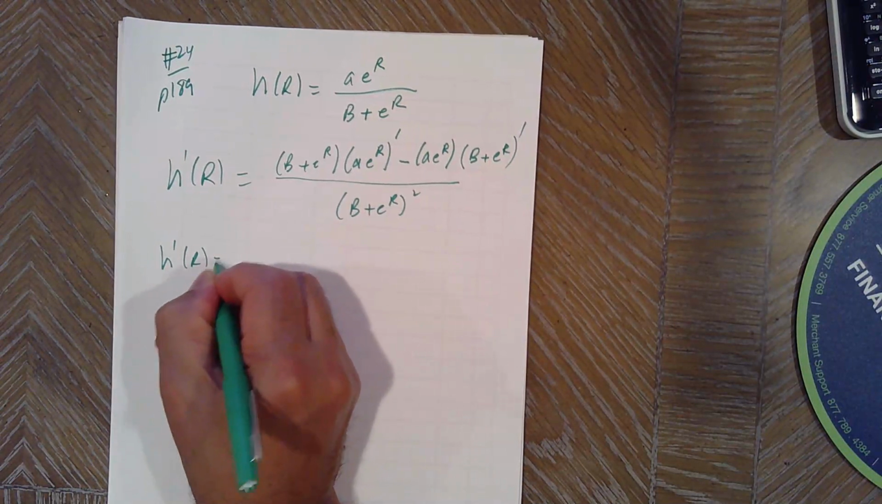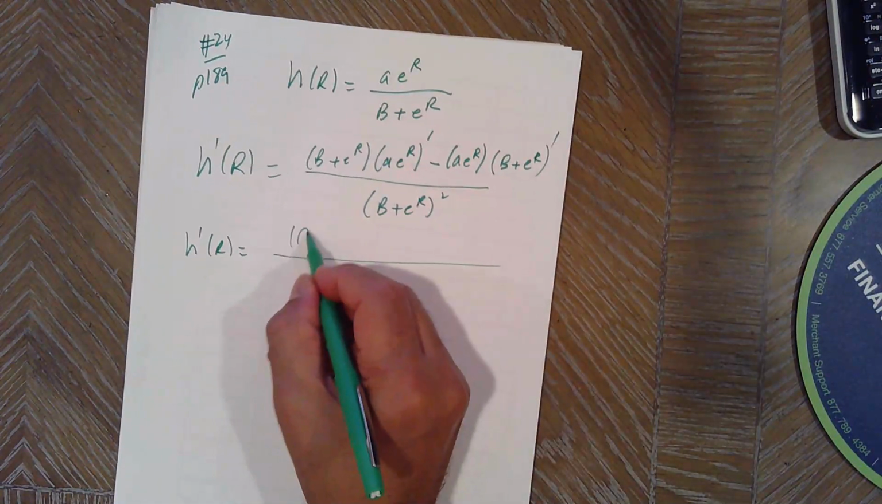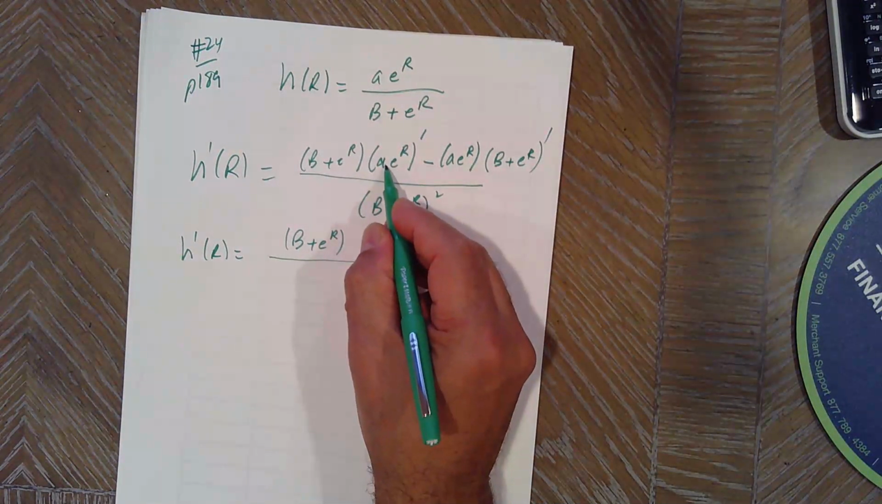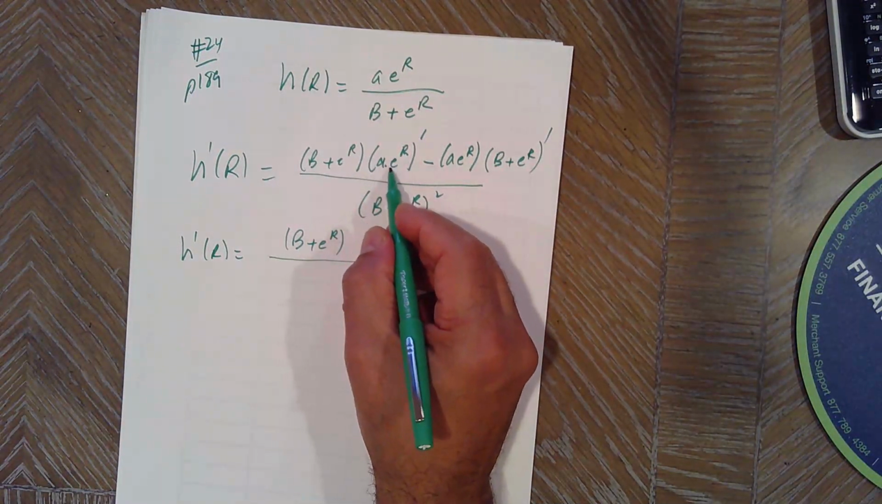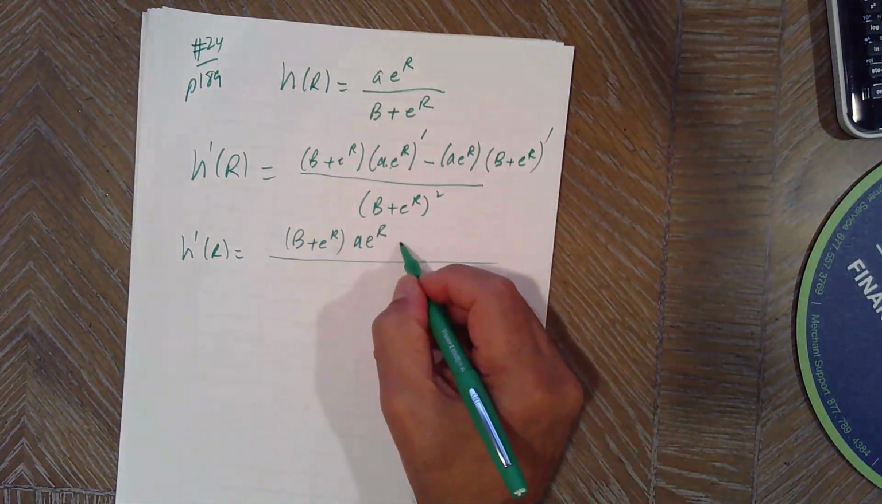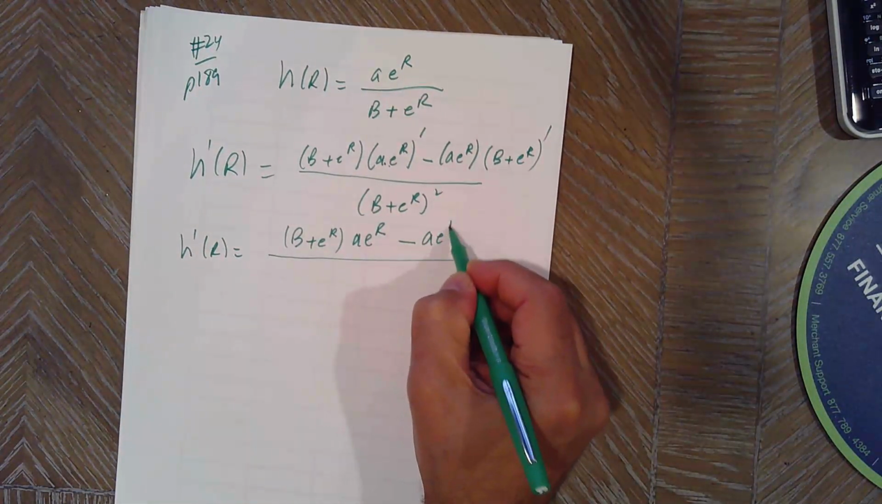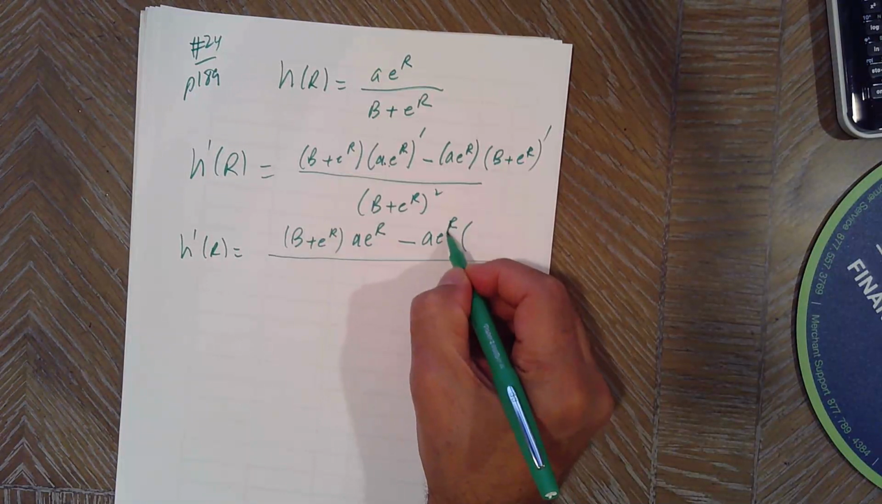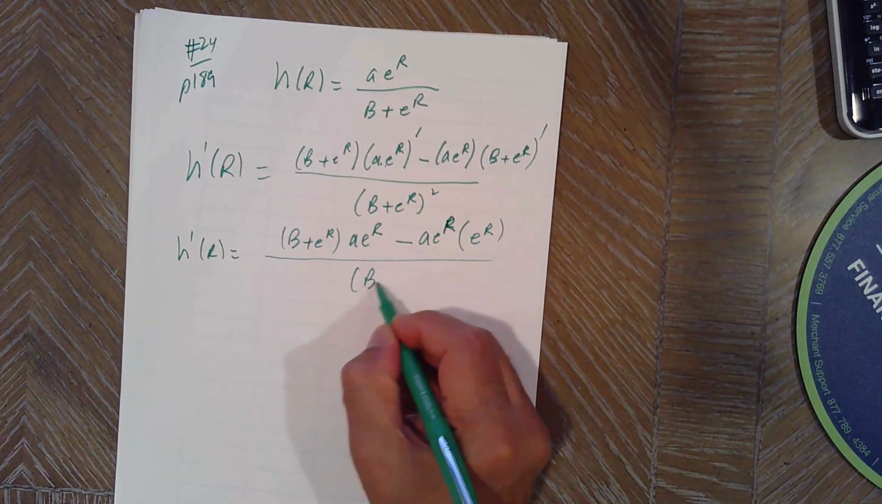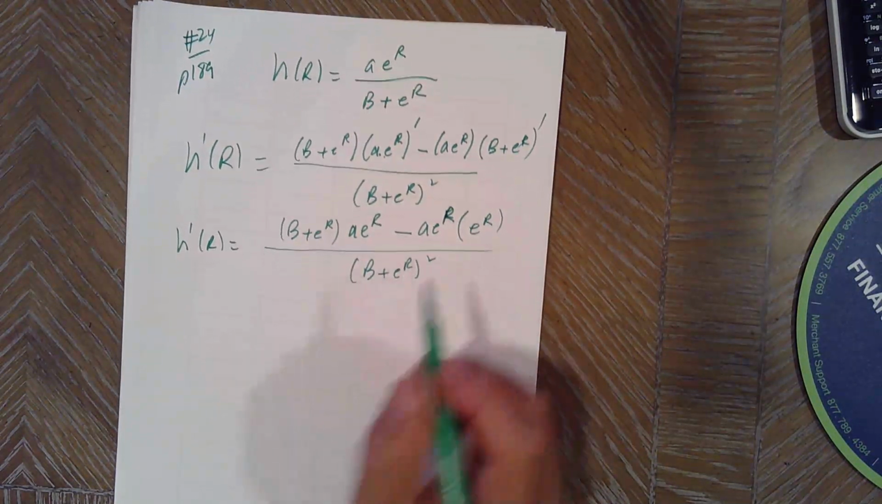So h prime of r equals b plus e to the r, times the derivative of a, which is a constant, a times e to the r, so a e to the r, minus a e to the r, the derivative of b is 0, b is a constant, e to the r is e to the r, over b plus e to the r squared.